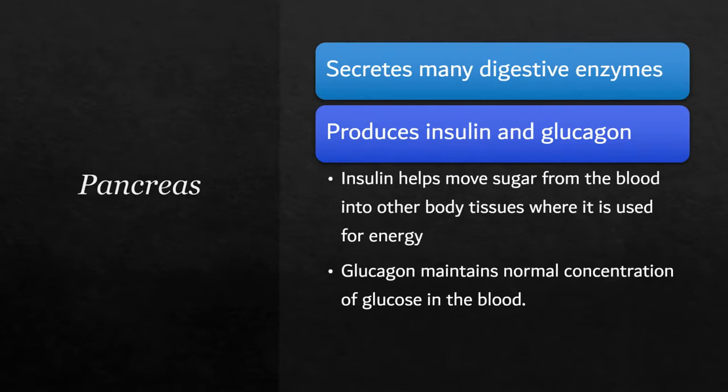The pancreas secretes many of the digestive enzymes. The pancreas produces insulin and glucagon. Insulin is very important in the body. Insulin helps move sugar from the blood into other body tissues where it is used for energy. Glucagon maintains normal concentration of glucose in the blood. It is important that your blood sugar is never too high and never too low.